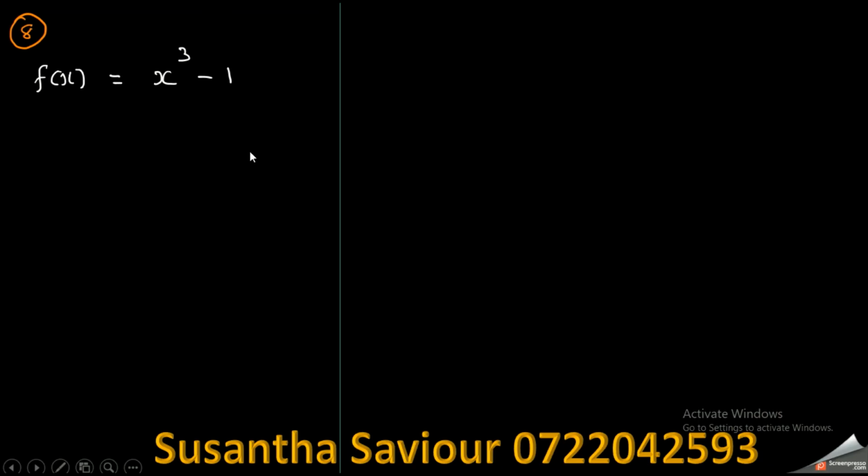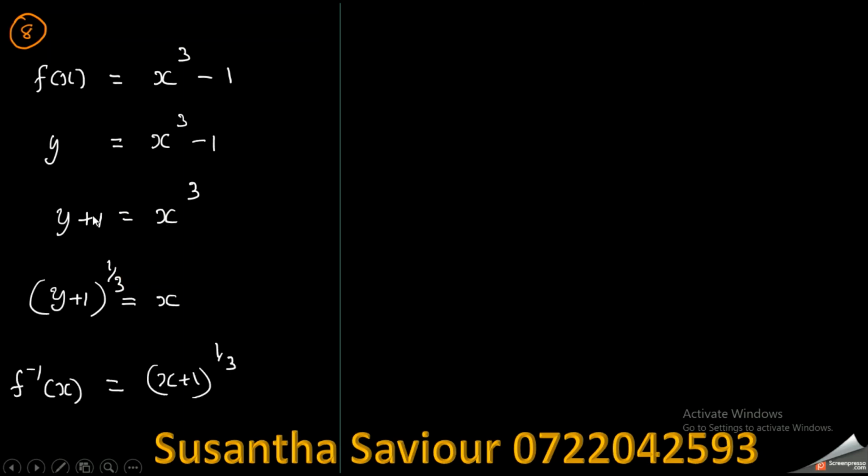How to make x the subject here. Take y equals x cubed minus 1. Then y plus 1 is equal to x cubed. Then (y plus 1) to the power 1/3 is x. So in order to get the x here, what we do is we take the cubic root on either side. We take the cubic root on either side, right?